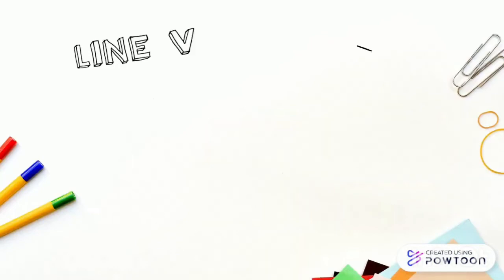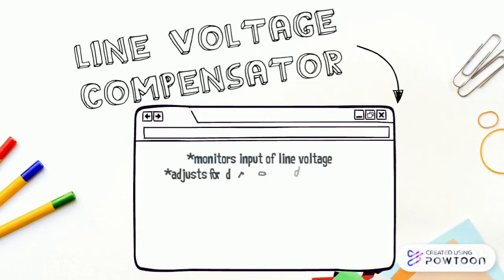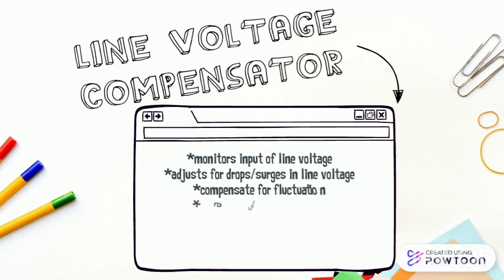What does the line voltage compensator do? It monitors the input of line voltage. It also adjusts for drops or surges in line voltage, and compensates for fluctuation. The line voltage compensator affects the quality of the X-ray beam, and it can be controlled automatically or manually.